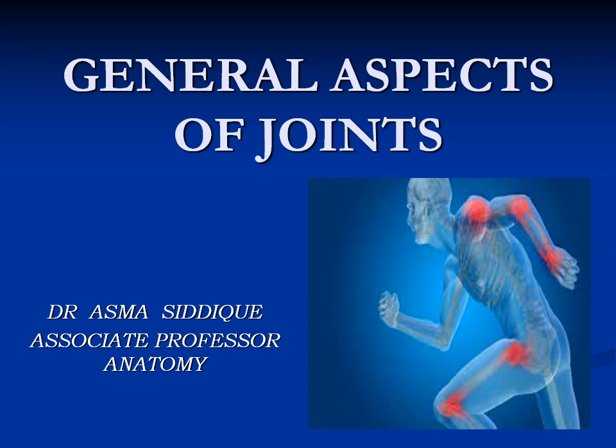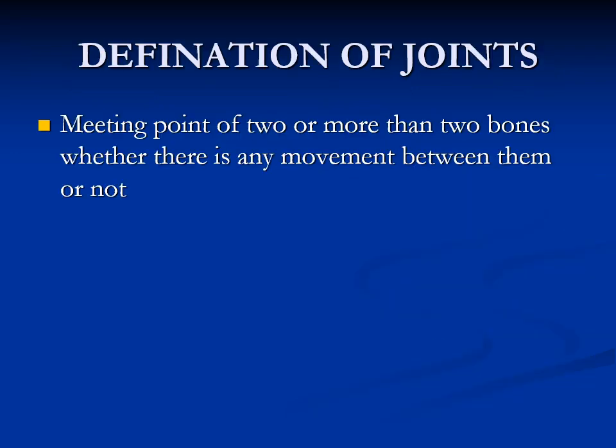I'm Dr. Asma Sadiq from the Anatomy Department, and today I'm going to start with you the new chapter of General Anatomy, that is the general aspects of joints. So what is a joint by definition? A joint is the meeting point or union of two or more than two bones or even cartilage. If they unite together, they are making the joint or articulation.